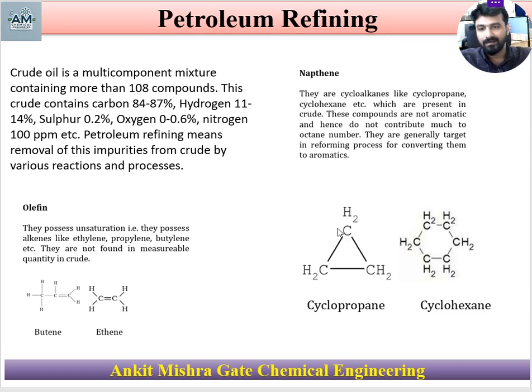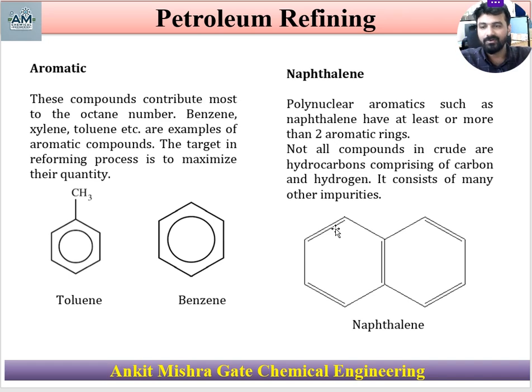Okay, and the next compound is aromatics and naphthalene. Aromatic is a kind of ring structure with double bonds, right? So benzene, xylene, toluene, all of these compounds come under aromatics, and then there is the polynuclear aromatic such as naphthalene, where a minimum of 2 rings will be there, and in the 2 rings you will have double bond characteristics.